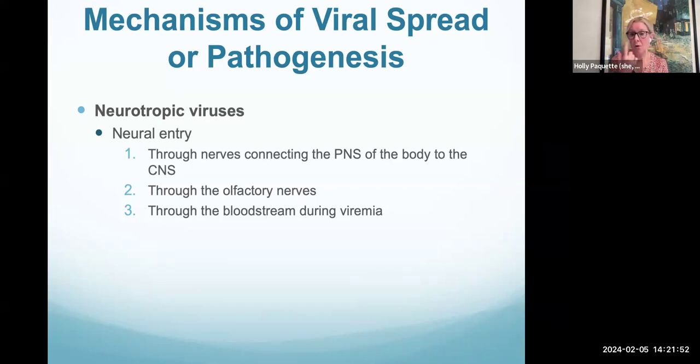In addition, we have olfactory nerves that are in our nasal area that allow us to smell, but often viruses can use that nerve to work their way up to the brain. And then also we can get it when we have viruses in the blood. Remember, that's what the term viremia means. If we have viruses in the blood, there is a blood supply to the brain, and sometimes viruses can tag along there as well.